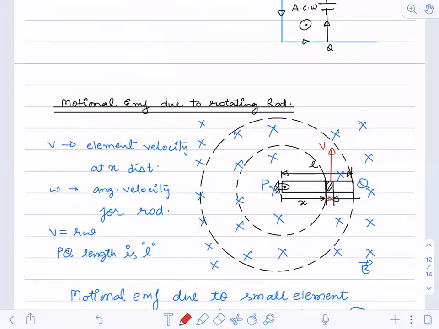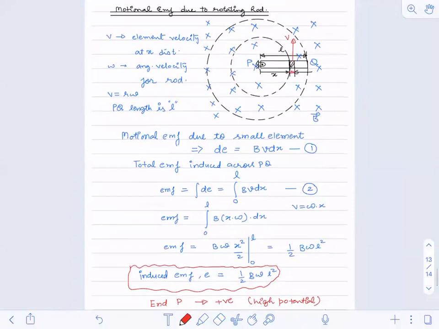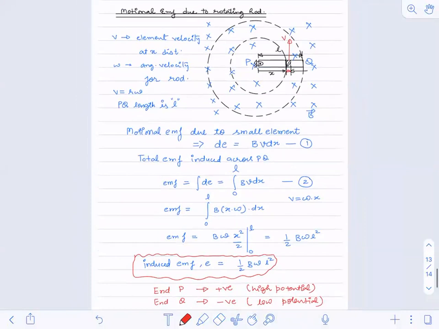So I hope you have understood this motional EMF due to a rotating rod. Fine. Does anybody else have any doubt in this now?